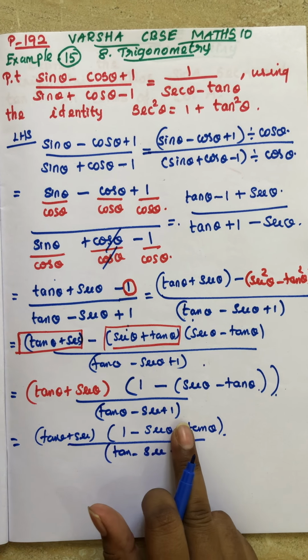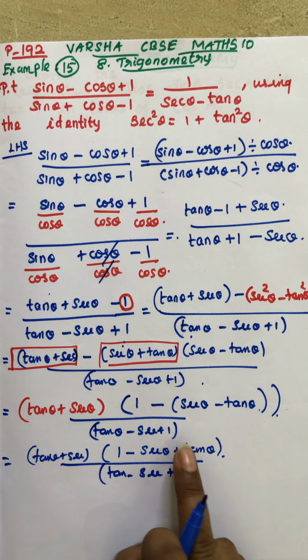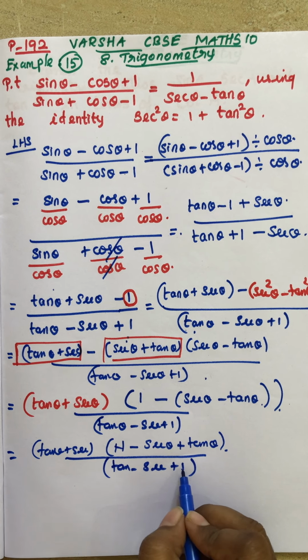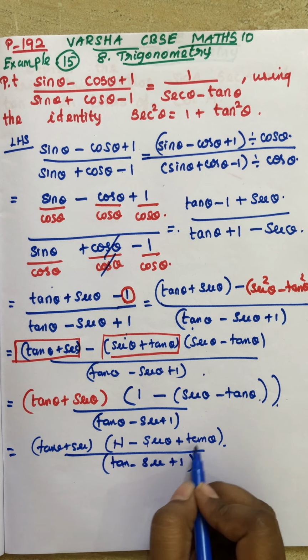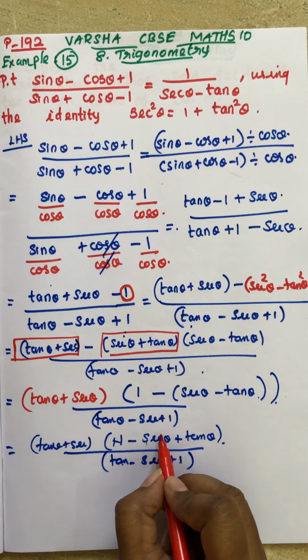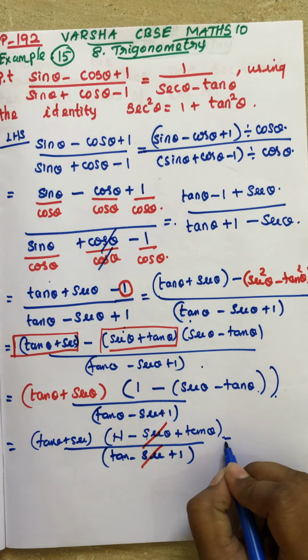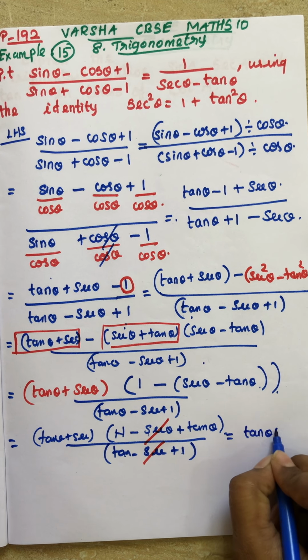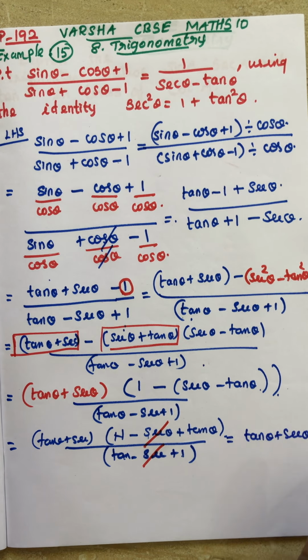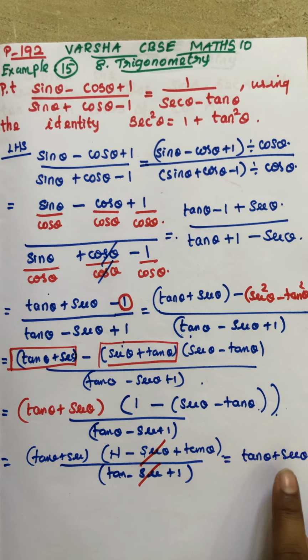See, these two terms are equal. See, here plus 1 is plus 1. Secant is minus, tan plus. So both the terms are equal. You can just cancel here. Okay, see, but still now we didn't get the RHS. Is that right, students? Yes, we didn't get the RHS.